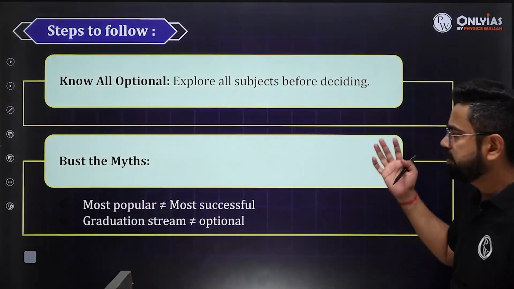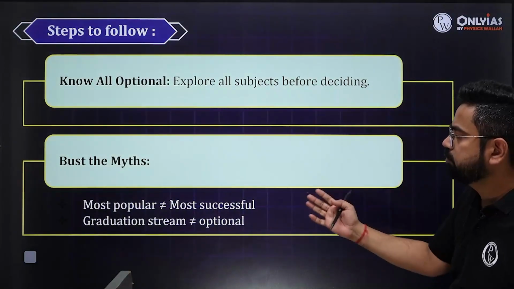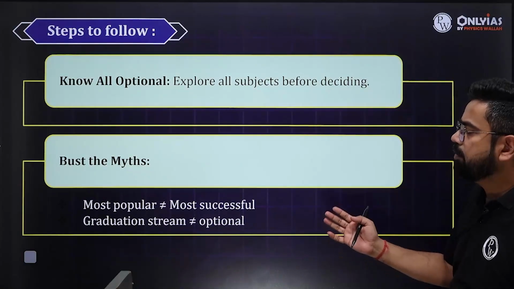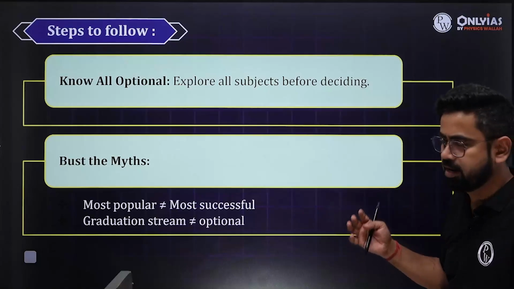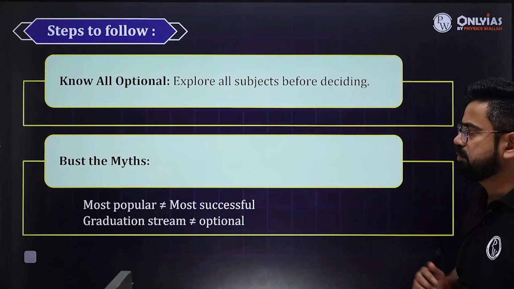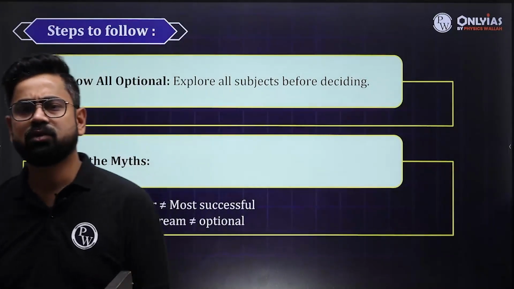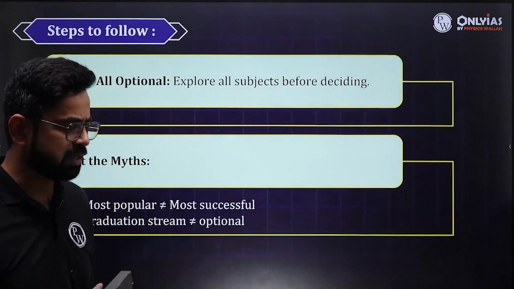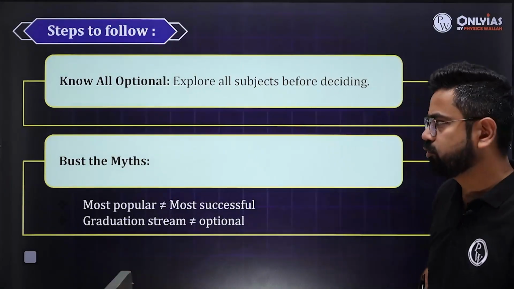So now, as we have said, we know your optional and then only choose it. Bust the myths: most popular is not most successful, and blindly you don't have to go for your graduation subject, right? You have to think about that, right? Whether you are 8 out of 10 or you are an A grader, then only go for your graduation subject. Even then, if you want to switch, you can. It is not necessary that you are bound to take that graduation subject because you have a lot of understanding. It is not at all like that, right? You can still choose to switch.